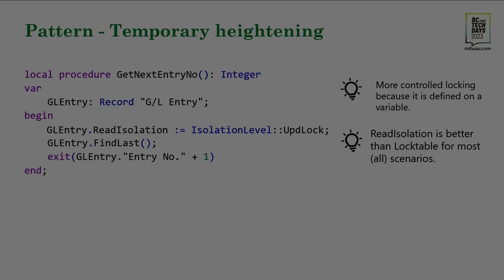The way we think about ReadIsolation is that it's better than LockTable for almost all scenarios. There are a few places where we don't really know, because it has always been LockTable. We don't know if changing it to ReadIsolation update lock will break anything, because someone may have depended on those locks being taken when they begin reading. So for all of the new code that you write, we recommend using this new syntax, because then you're very explicit about what you're locking.